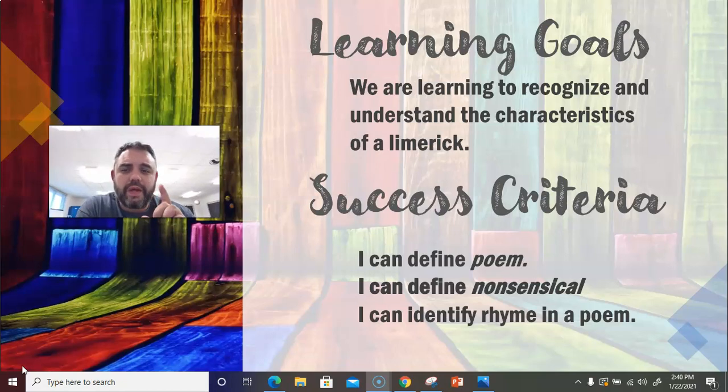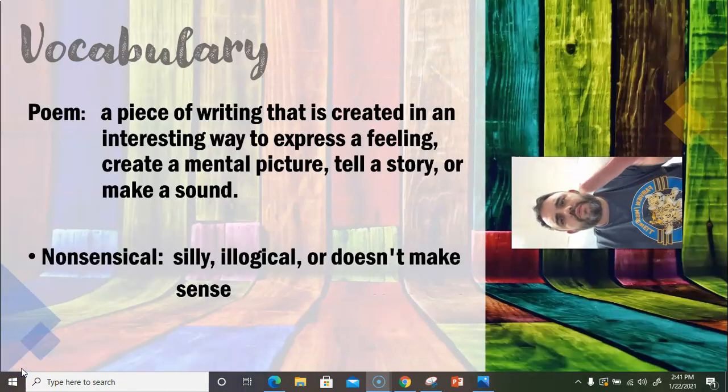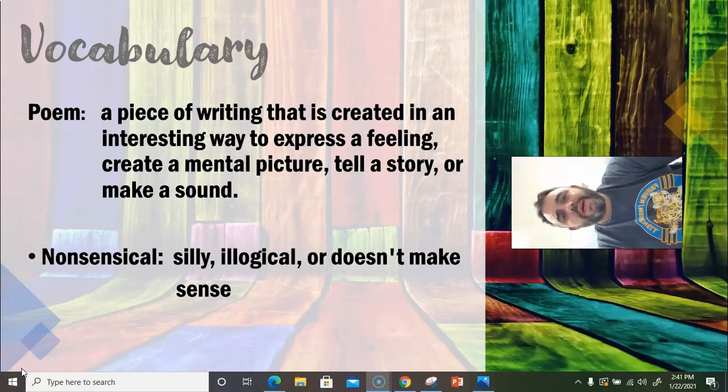All right. As always, we have some vocabulary we need to talk about, and then we'll move into some examples. So, vocabulary words today. We have 2 main pieces of vocabulary that we're talking about today. However, one of them, we've been on it for a couple of days. That's the word poem. As you guys are well aware of, a poem is a piece of writing that is created in an interesting way to express a feeling, create a mental picture, tell a story, or make a sound.